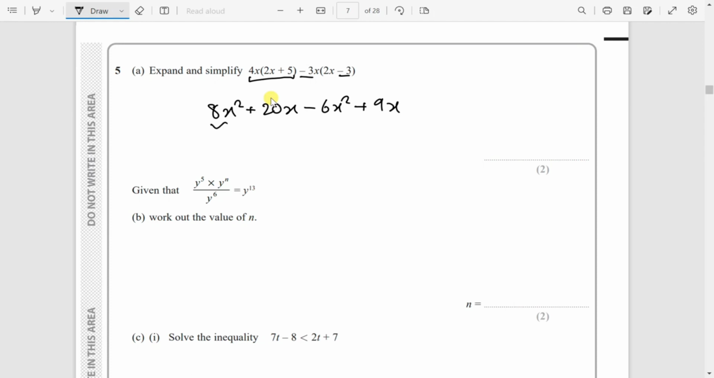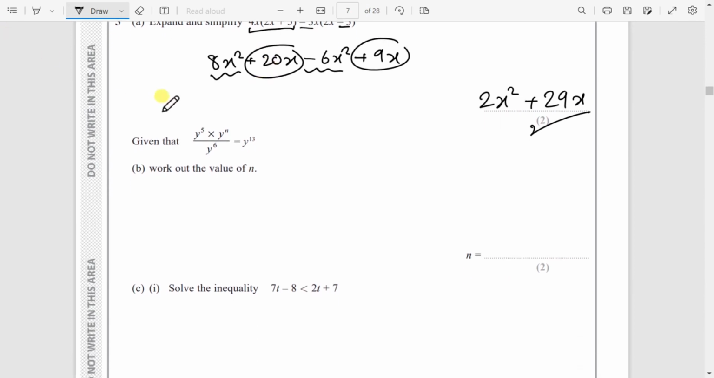Now, collect the like terms. So like terms means pretty much ones of the same kind, like x squares. 8x squared minus 6x squared is 2x squared. 20x plus 9x is plus 29x. That's it. Just like that, yeah?